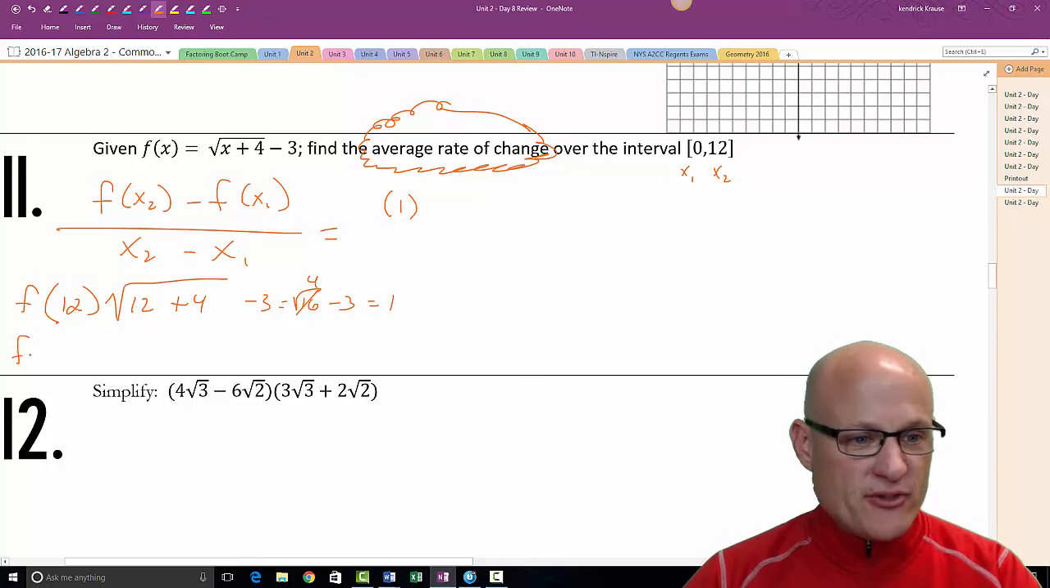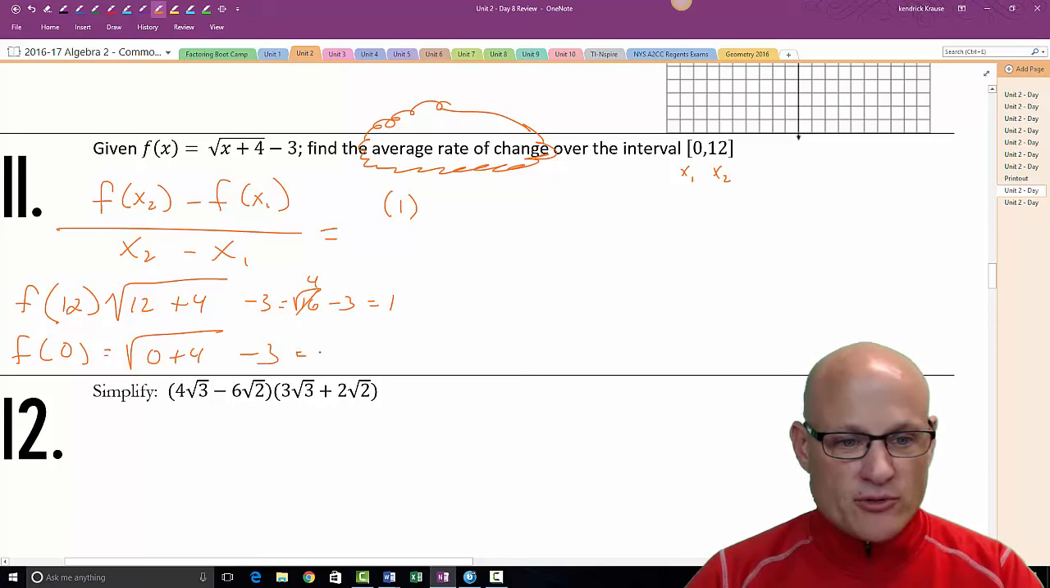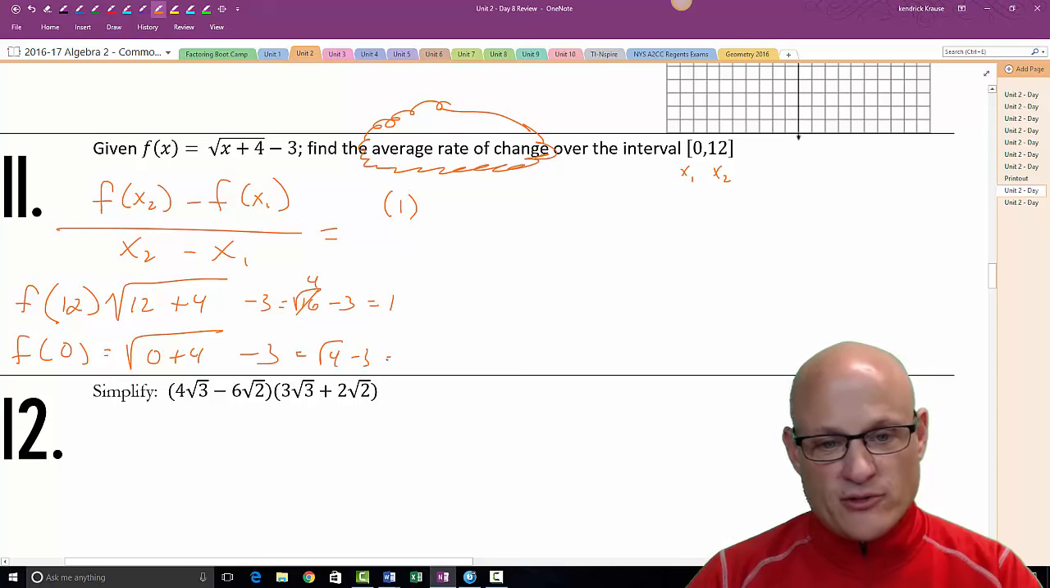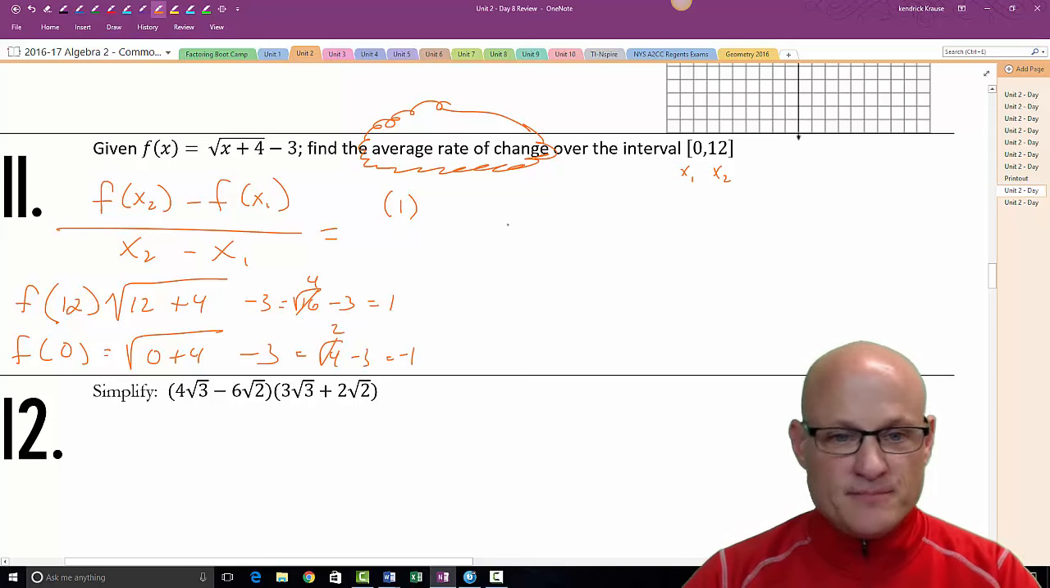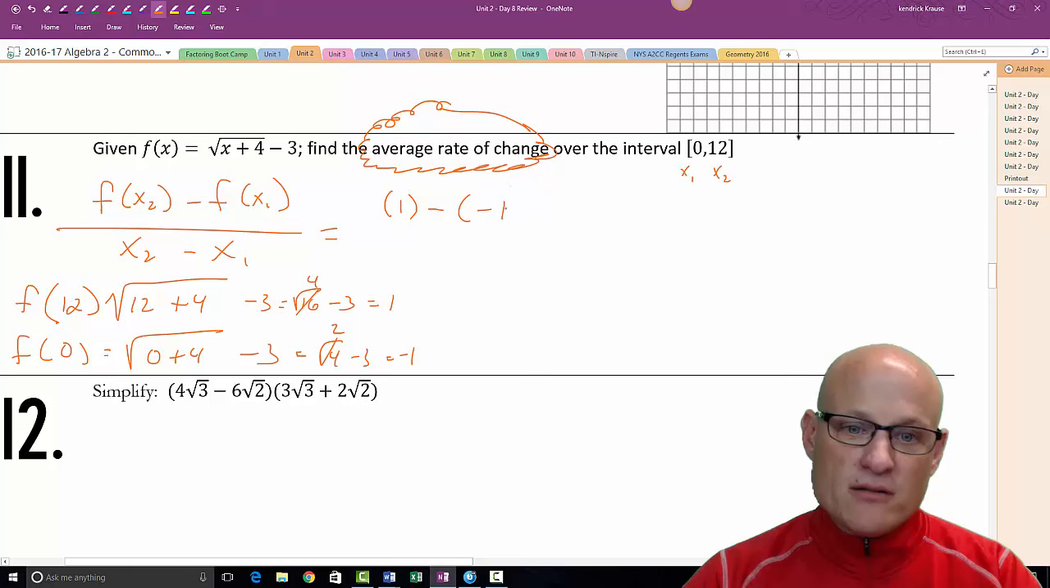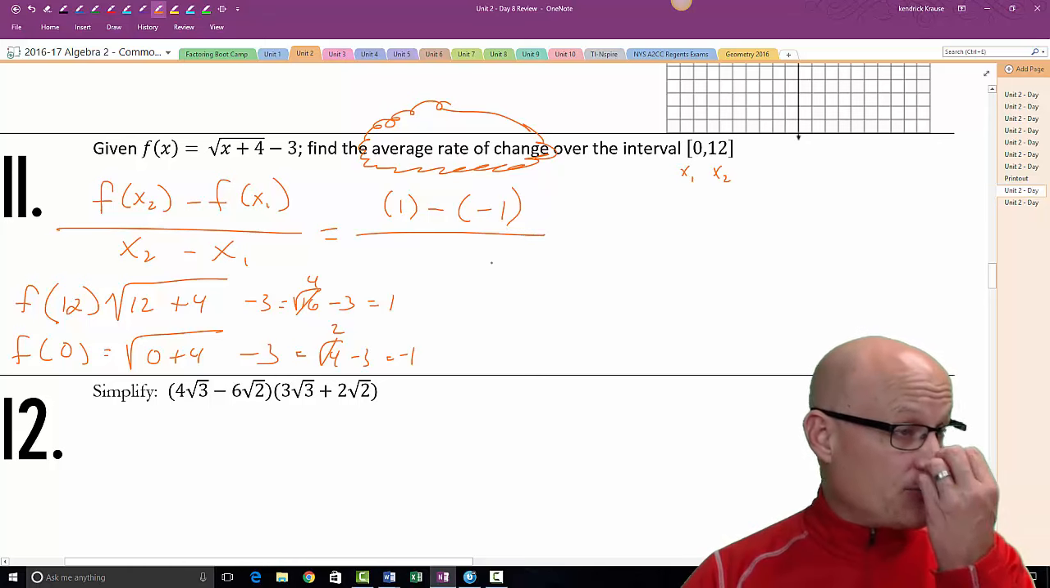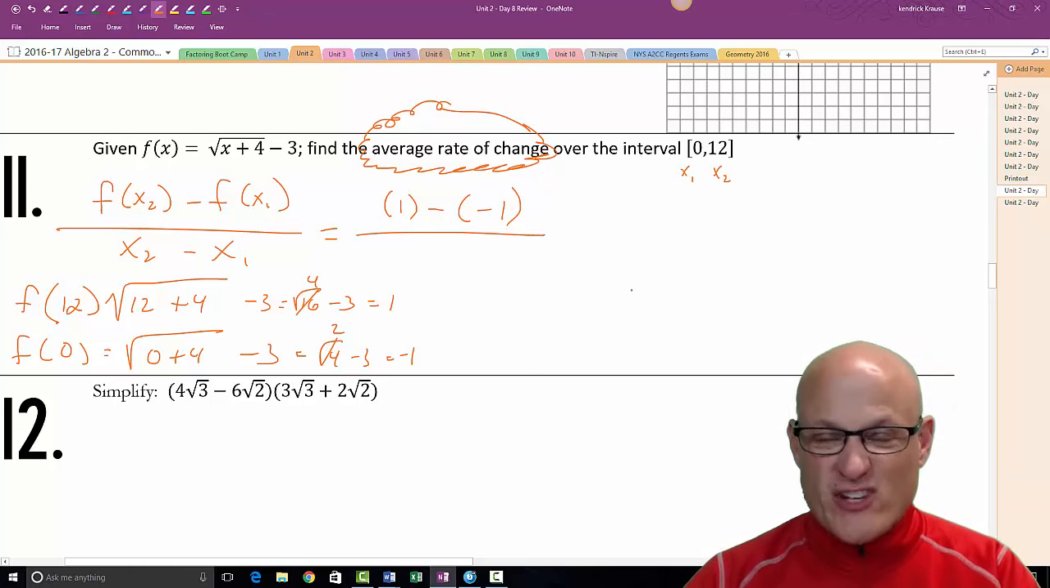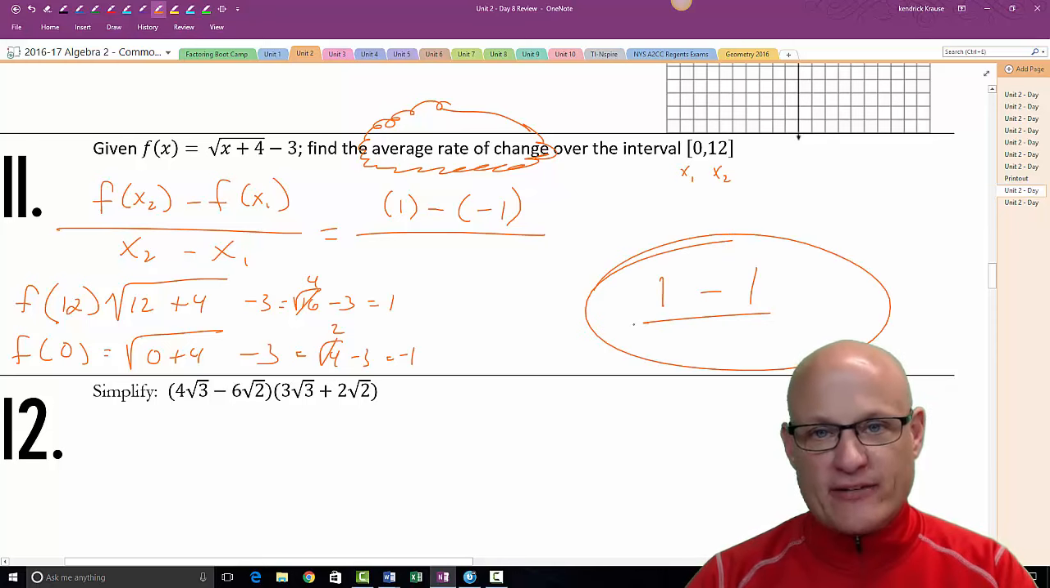Now let's figure out what f of 0 is. 0 plus 4 minus 3, which is equal to the square root of 4 minus 3, which is equal to negative 1. Notice what would happen if I didn't use parentheses here. Someone would do 1 minus, oh yeah, negative 1, 1 minus negative 1 all over, and then you'd forget that you have a double negative here.